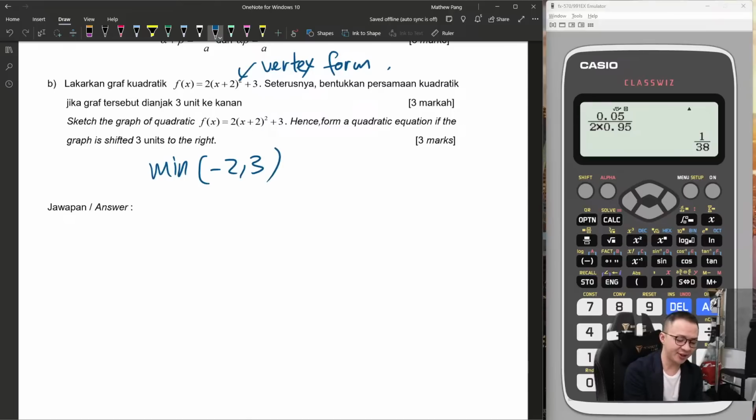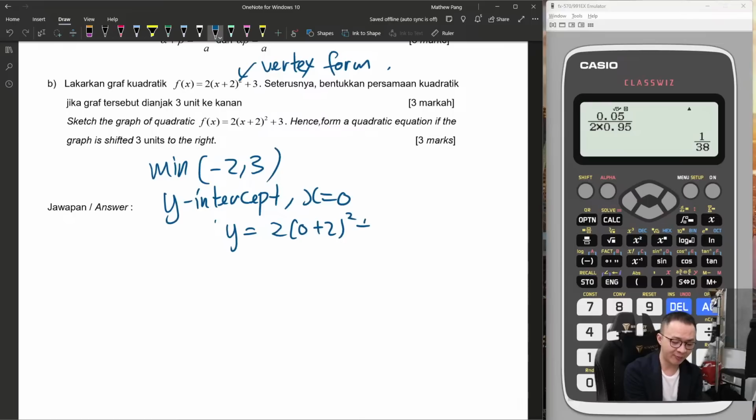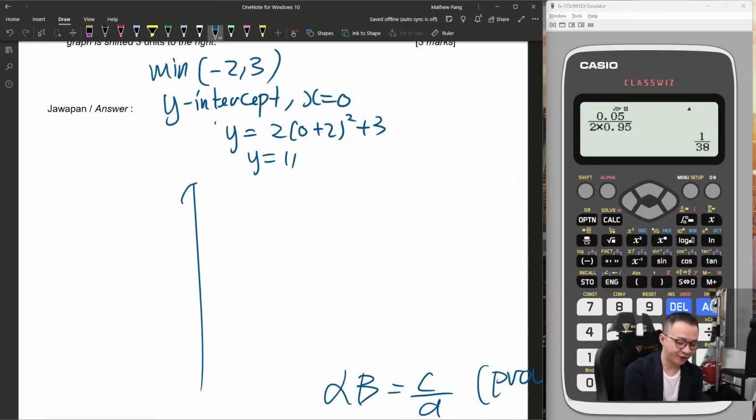So I can sketch this one, and then I want to find the y-intercept as well. So my y-intercept happens when my x equals 0. So my y should equal 2 times 0 plus 2 squared plus 3. 4, 4, 8. My y is 11. My y-intercept is 11. Then now I can sketch my graph here.